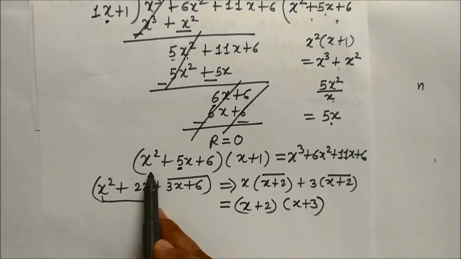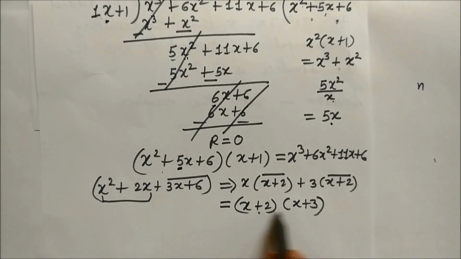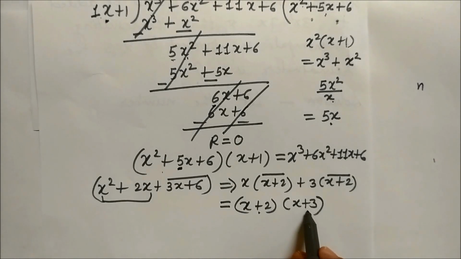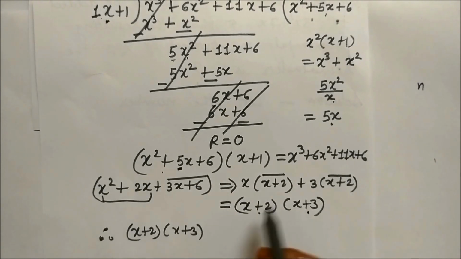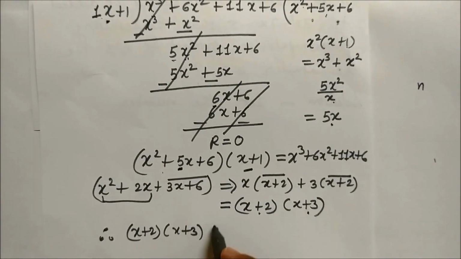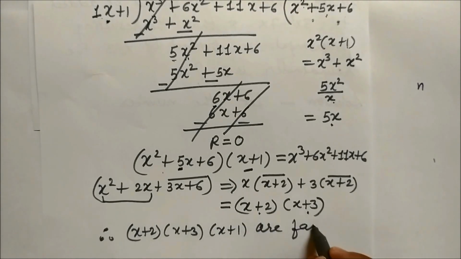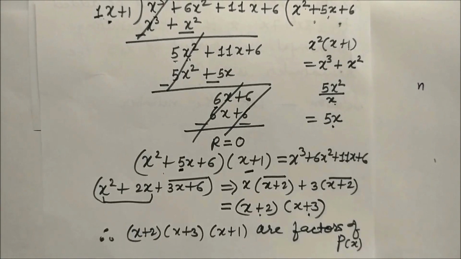Now we have two factors of this, x plus 2 and x plus 3. So we can write here x plus 2, x plus 3, and one factor is here x plus 1. These are the factors of p(x), and p(x) is your polynomial.